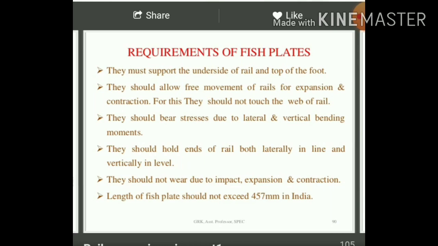Coming to the functions of fish plates, they provide for expansion and contraction of the rails, and they can bear vertical and lateral stresses without distortion and resist wear, and they provide easy renewal and replacement of rails. They should bear stresses due to lateral and vertical bending moments. They should hold the ends of rail both laterally in line and vertically in level. They should not wear due to impact, expansion and contraction.